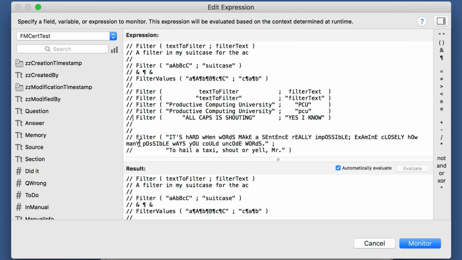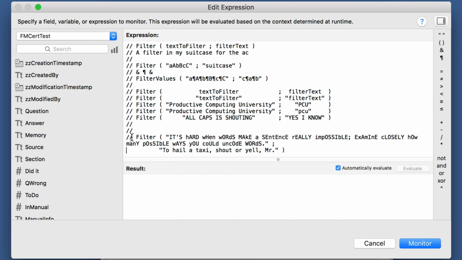And then the last example, if you can get this one, then you have mastered this function. We have a whole sentence. It's hard when words make a sentence really impossible. Examine closely how many possible ways you could uncode words. You want to filter that sentence with, to hail a taxi, shout or yell, mister. Press pause before the spoiler, and that's the answer.